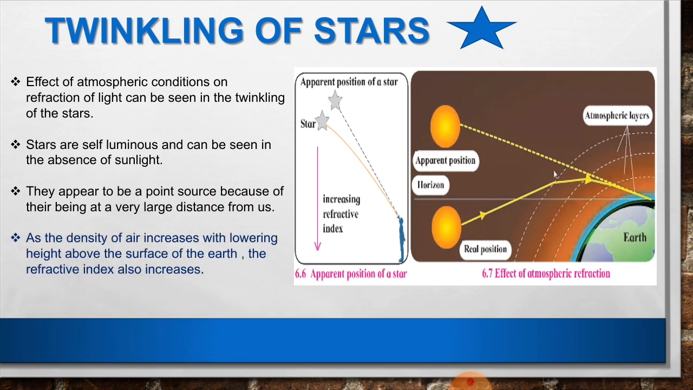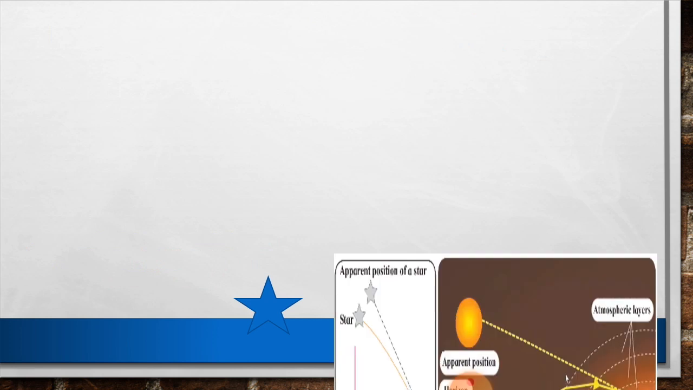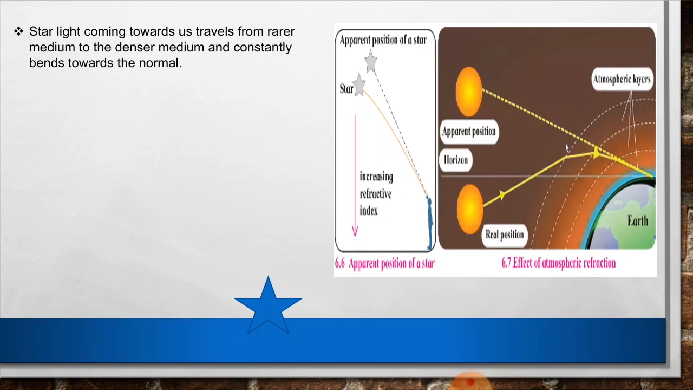As the density of air increases with lowering the height above the surface of the earth, the refractive index also increases. And here you can see the starlight coming towards us travels from a rarer medium to the denser medium.